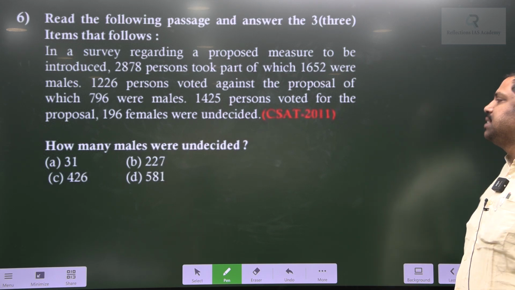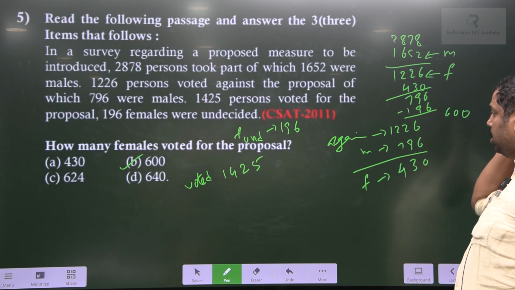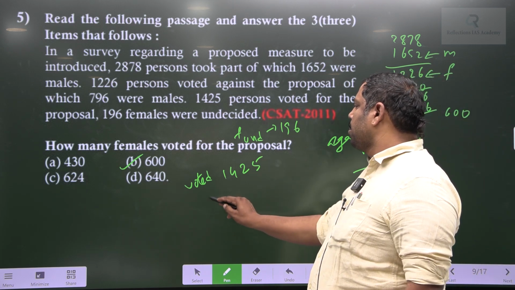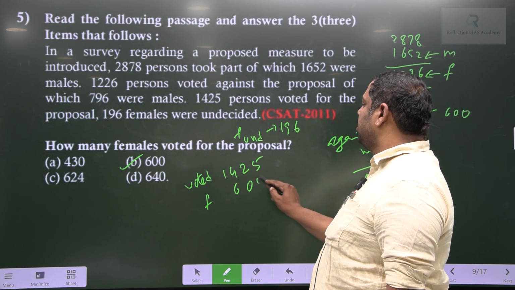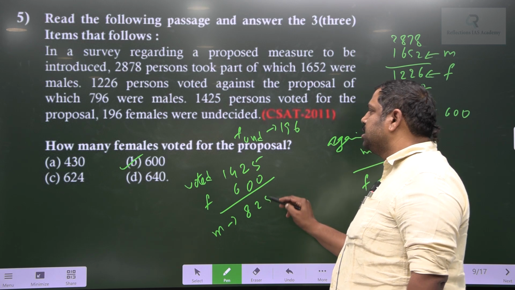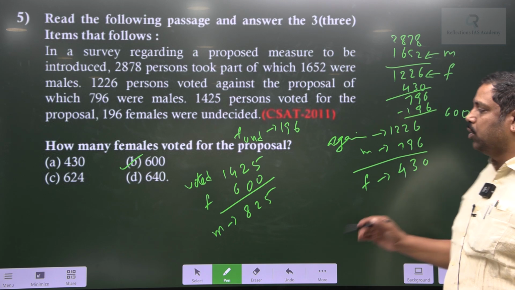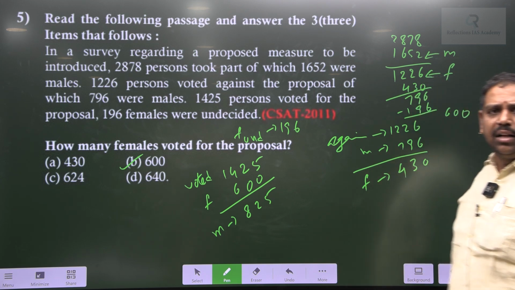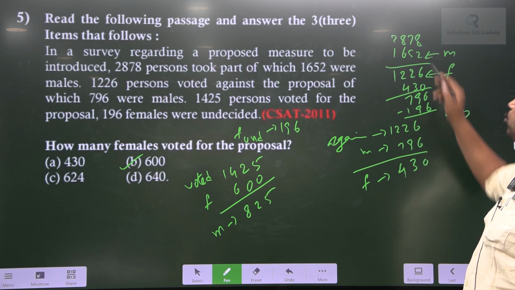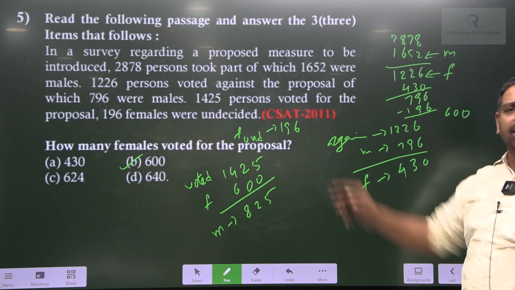How many males were undecided? This time he is asking about the males. Right. Come to the next one. So here how many females are there? 600 females voted, right? That means the remaining 825 are males. What he is asking is how many undecided. So total males we can calculate. Total how many? 1652, he already gave males. In that we have some males here, some males here. The remaining will be there only, right?